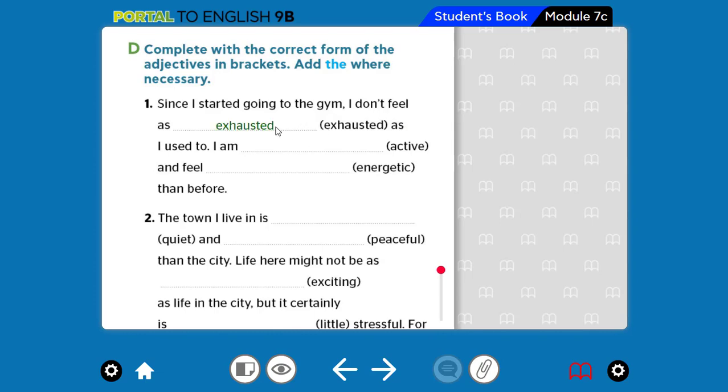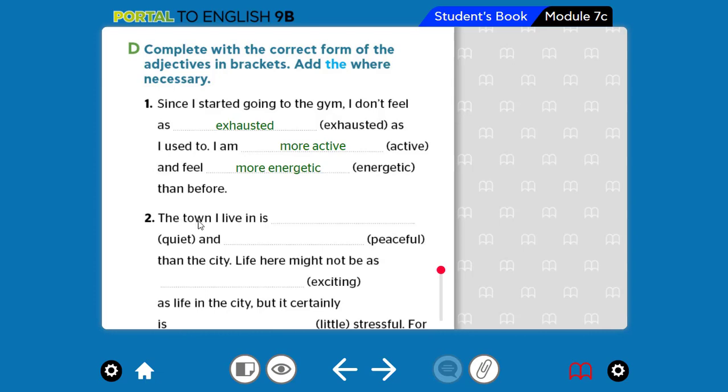As exhausted as. I am active and feel energetic than before. Here we have "than". It means it's a comparative. And active is a long adjective, so it becomes: I am more active and feel more energetic.